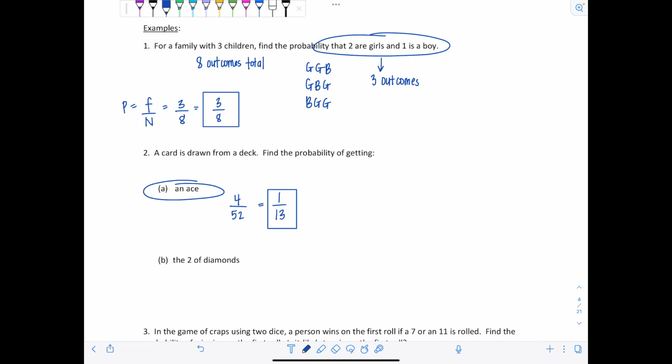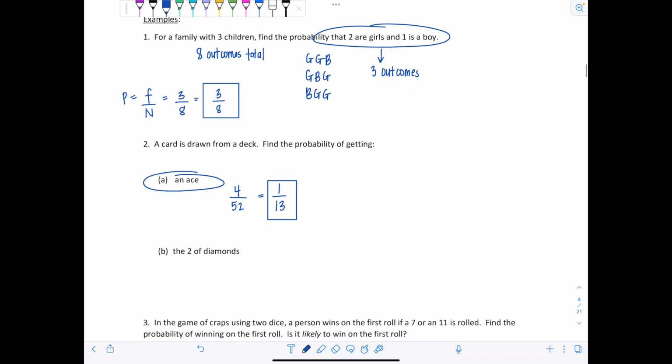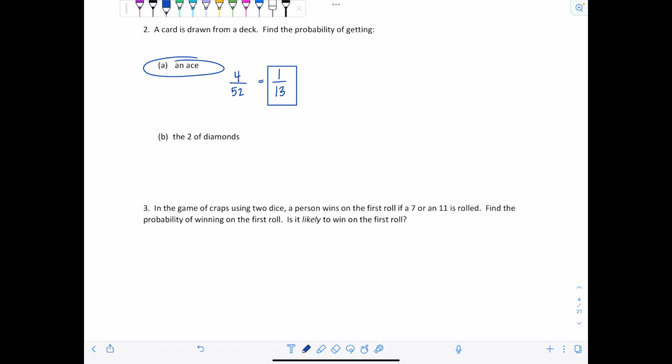All right, very good. Same deck of cards, find the probability of getting the 2 of diamonds. So the 2 of diamonds, there's only one of those in an entire deck of cards. So that probability is just going to be 1 over 52. That's already reduced, so we're done. Good?